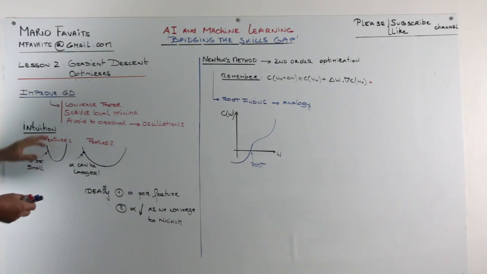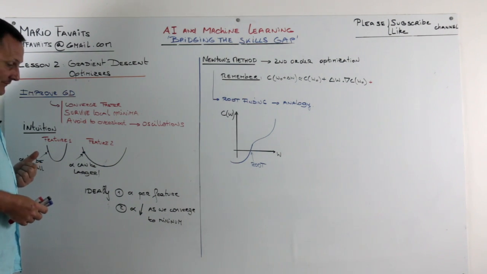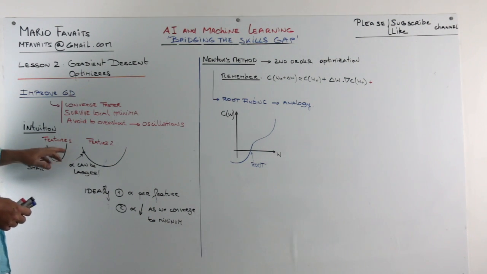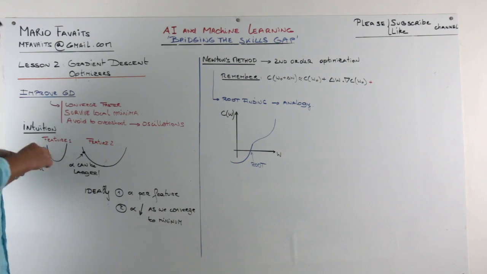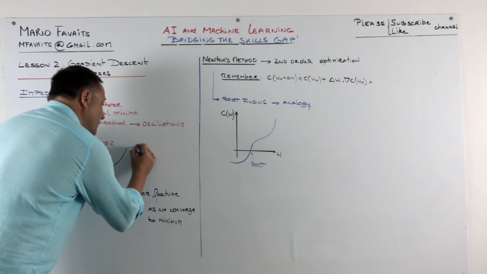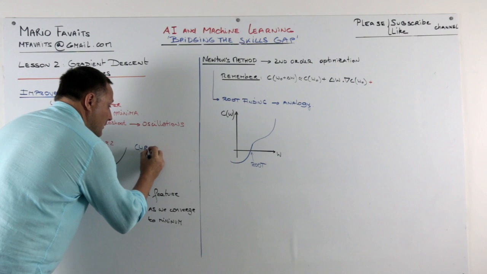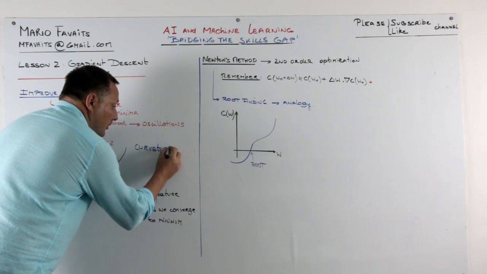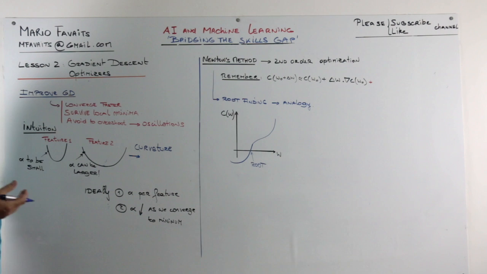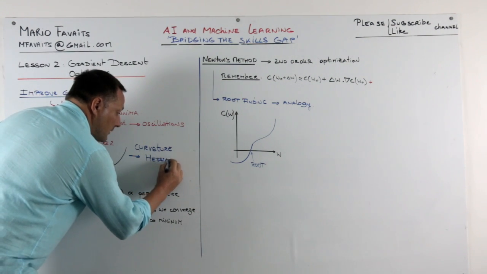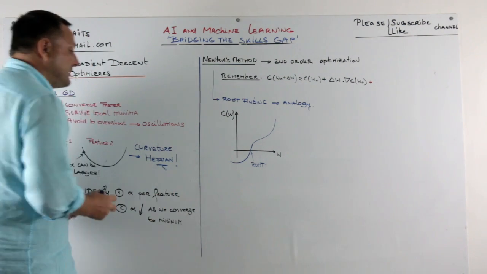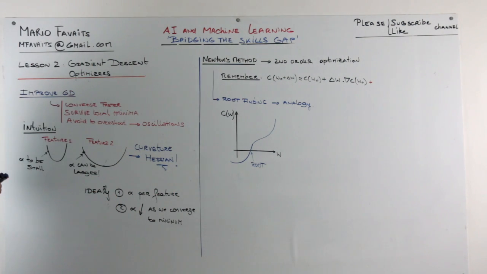Okay? So what do we learn? Ideally we have a different learning rate for each feature. And also we want alpha to be smaller as we come closer to the minimum. So what you see here is that curvature plays an important role. And if we say curvature in mathematics, we mean the Hessian. The Hessian matrix gives us information about curvature.